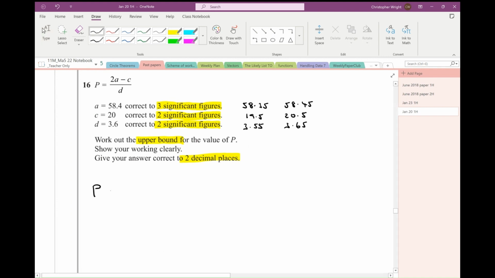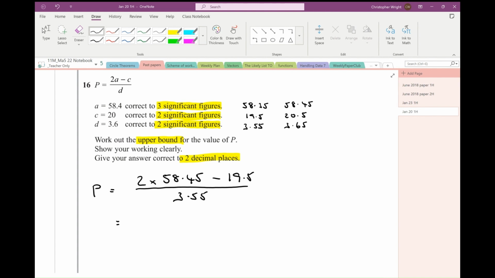So for P, we're going to take the highest possible value of A, which is 58.45. Now we have to take away C, so we might as well take away as little as we can get away with. So we'll take away the lowest possible value of C, that being 19.5. And then we need to divide by D. Now, if we want P to be as large as possible, we'll divide by the smallest number possible, so we'll divide by 3.55. So that is going to tell us our upper bound for the value of P.